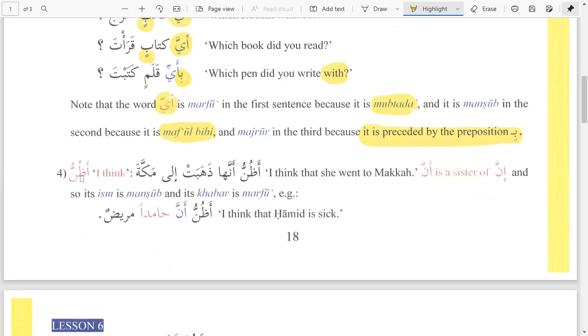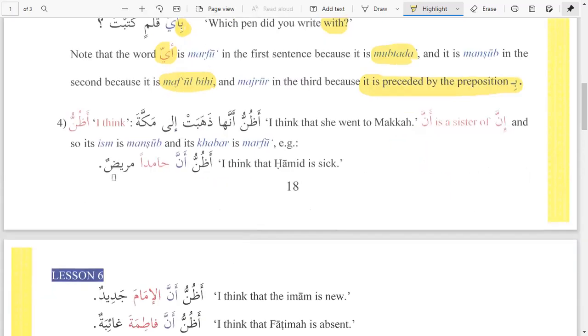The next is azunnu, which means I think. Azunnu annaha zahabat ila makkata. I think that she went to Makkah. So azunnu, I think.